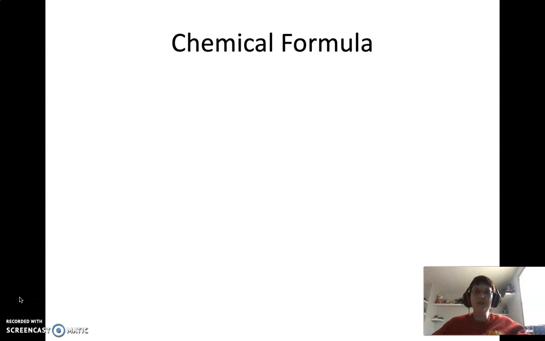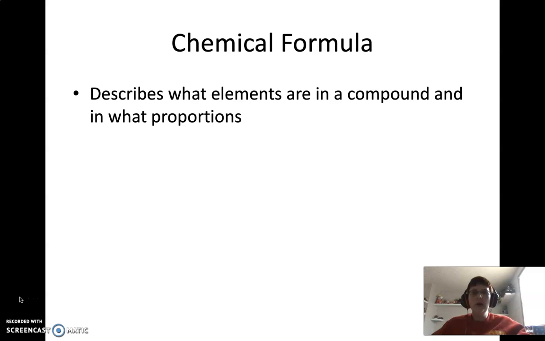This is lecture 2 from chapter 9 on chemical bonds. And the next thing we're going to be looking at is chemical formulas. Chemical formulas just describe what elements are in a compound and in what proportions they are in. So this tells us what is actually in that compound.